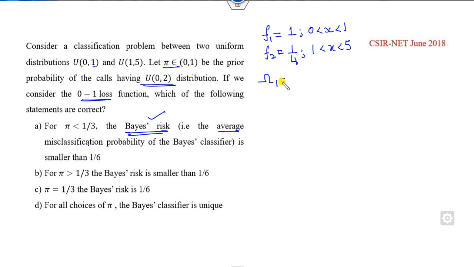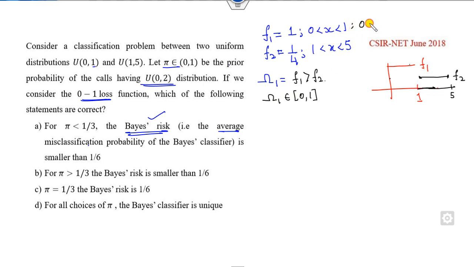Firstly, we can try to find the omega 1. Can you draw the graph? From 0 to 1, the answer will be 1. This is my F1. From 1 to 5, the answer is 1 by 4. 1 by 4 will be here. Fine. Now it clearly says F1 is always greater than F2, so class 1 is nothing but 0 to 1, because after that the answer will be 0. It will be 0 elsewhere.